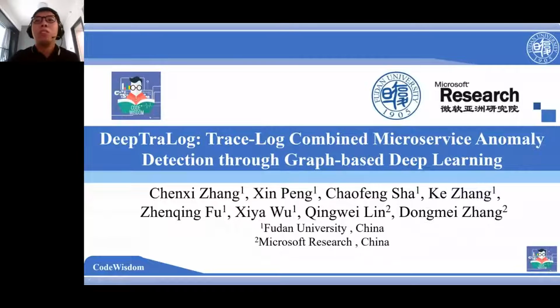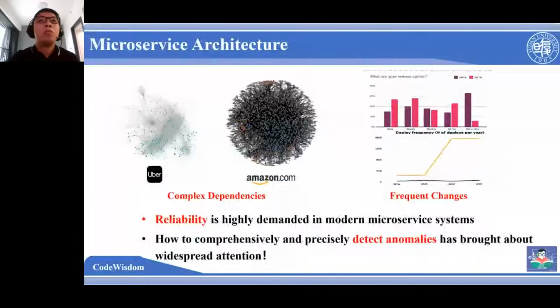Okay, hello everyone. I'm Chenxi Zhang from Fudan University in China. It's my great honor to be here to present our paper, DeepTraLog: Trace-Log Combined Microservice Anomaly Detection through Graph-Based Deep Learning. As we know, the microservice architecture has been the latest trend in building cloud-native applications. And in industry, microservice systems usually have complex dependencies and change frequently. Running in a highly uncertain and dynamic environment, microservice systems often fail for various reasons. So reliability is highly demanded in modern microservice systems, and how to comprehensively and precisely detect anomalies has brought widespread attention.